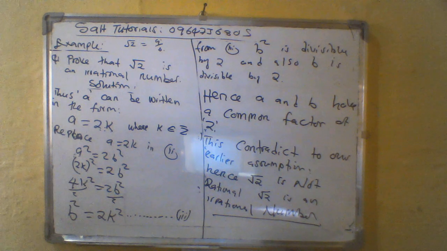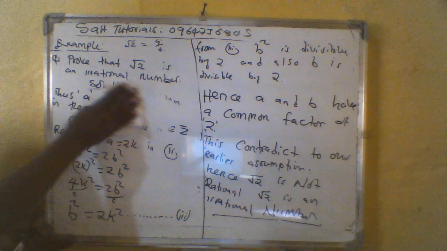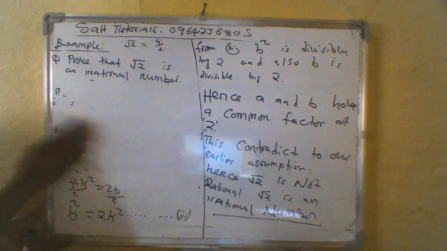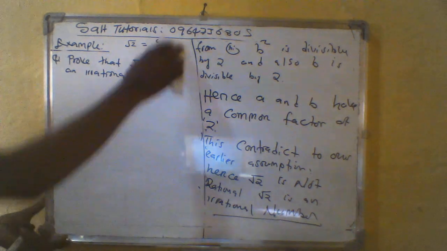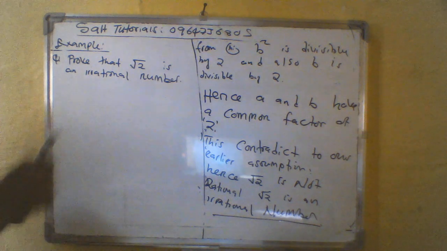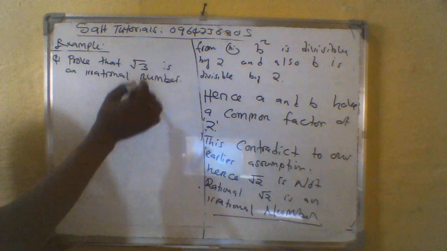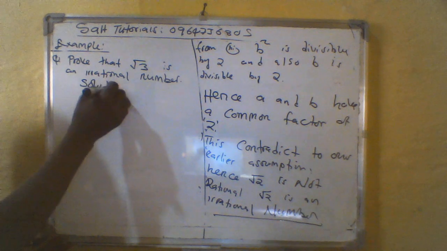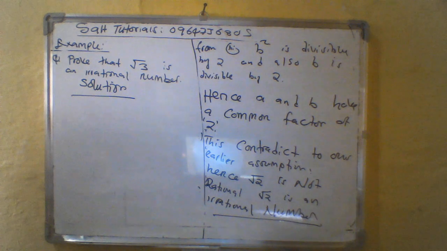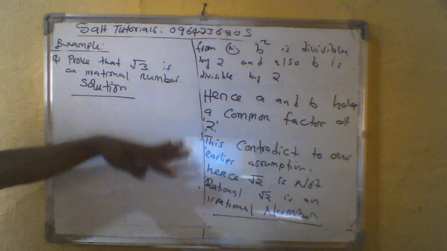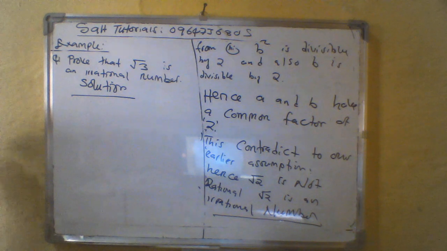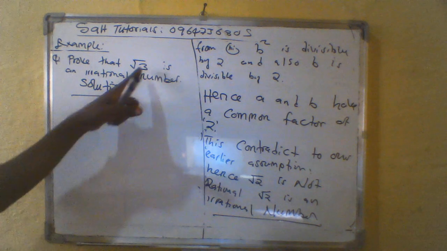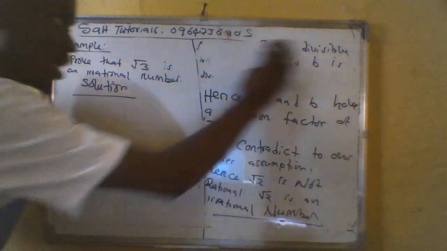Let's look at the second aspect. The same similar question, but a little bit different this time around. The same question, but this time we're going to use root 3. Prove that root 3 is an irrational number. So it's the same process, the same method, the same steps to follow. If you've been following throughout when we were doing root 2, it's the same process. The only thing which has changed is the 3. So let's now try to work that out.